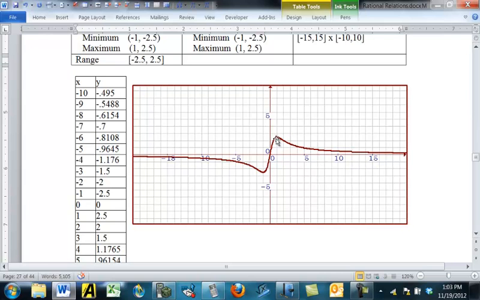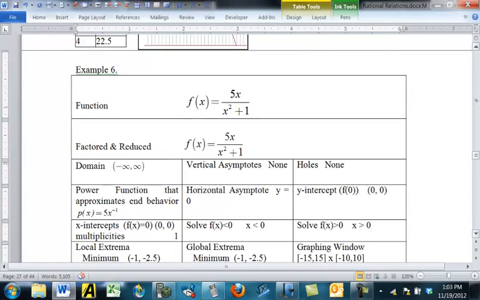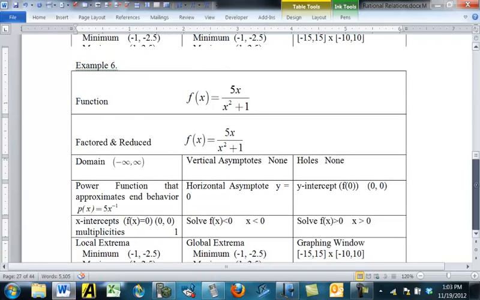Okay, this one has these symmetric maxima and minima. One's at -1, -2.5, that's the minimum. In fact, that's a global minimum. That's the lowest altogether. And at 1, 2.5 is the global maximum. So the range on this one is actually just from -2.5 to 2.5, but the domain is everything. So you can have it be all connected.